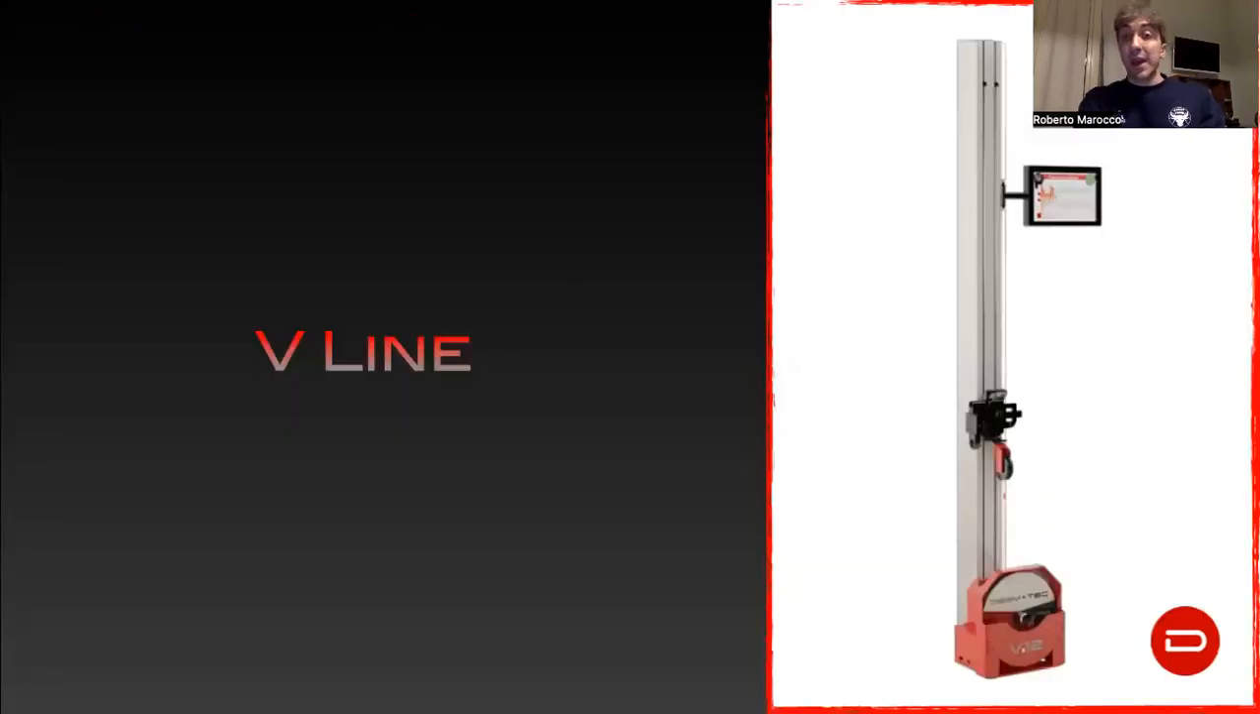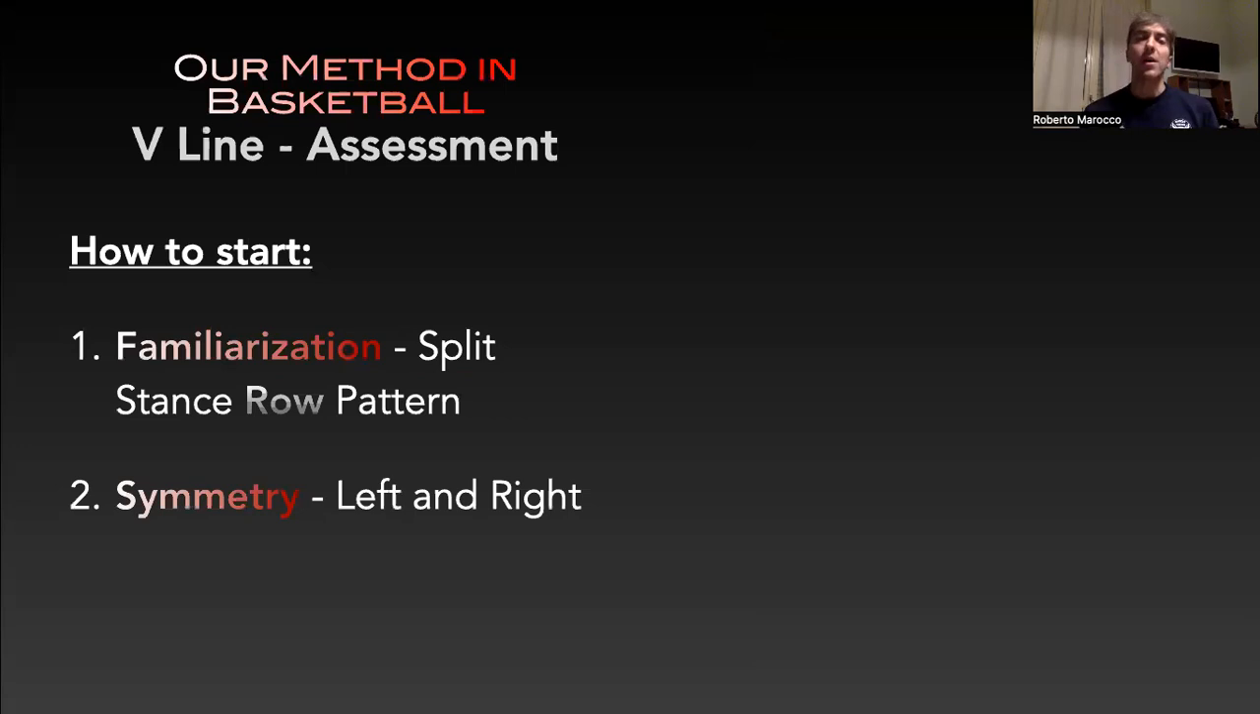Okay, now we move to the other kind of technology, the V-line. This is most used for horizontal movement. Okay, let's start from the assessment. First phase of our method, we start with the familiarization. For this, I choose a split stance row pattern.